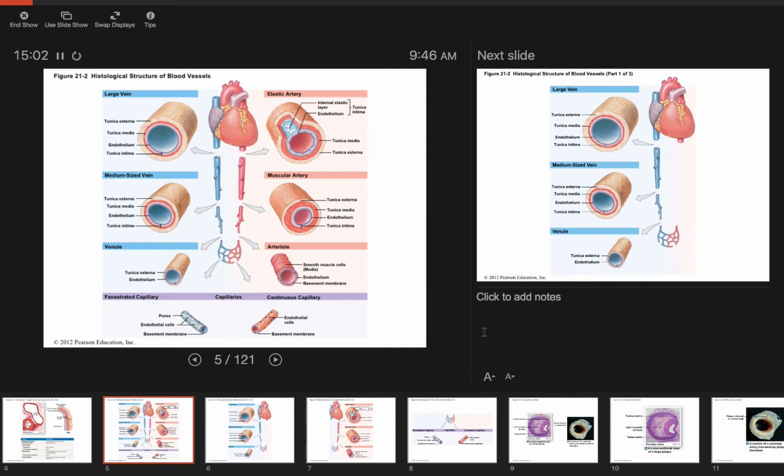A bunch of venules are going to merge together to become a medium-sized vein. So it's these medium-sized veins that we name: the jugular vein, the internal jugular, the external jugular, the subclavian, the axillary, the femoral. We name those veins, right? And then all of those veins are going to merge together to form a large vein. They're all merging together to form either the inferior vena cava or the superior vena cava. Okay, those are the large veins, and then they drain into the right atrium.